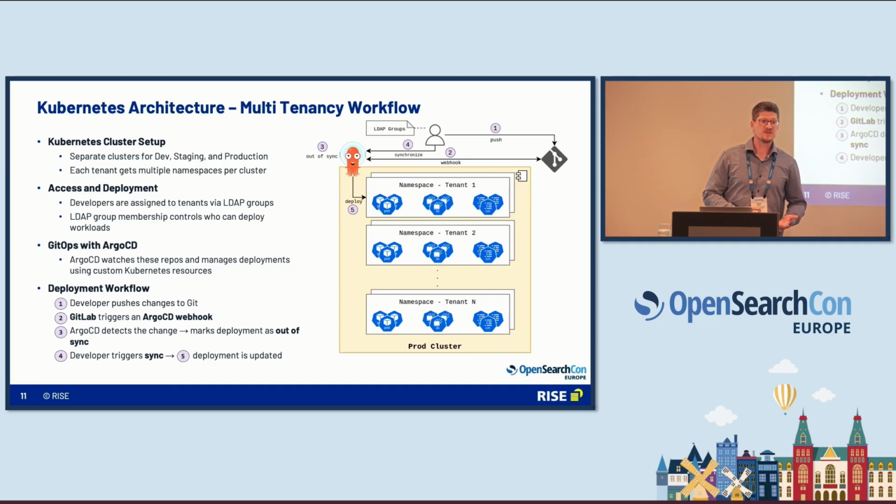But multi-tenancy is not only on the OpenSearch side. You have to think also about the client side. So I want to give you a short introduction to how the Kubernetes architecture works. On the Kubernetes side, we of course have different Kubernetes clusters. We separate them in stages, and each tenant can have multiple namespaces on multiple of those clusters.